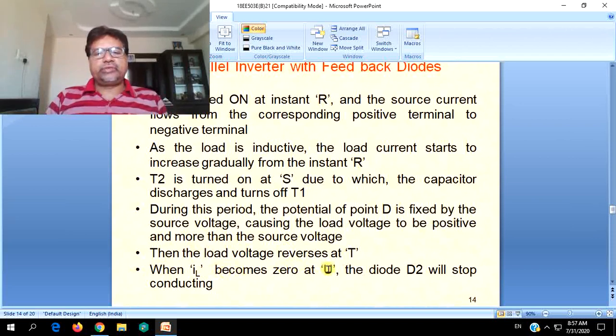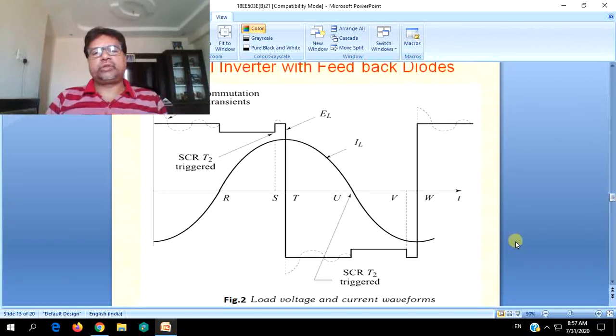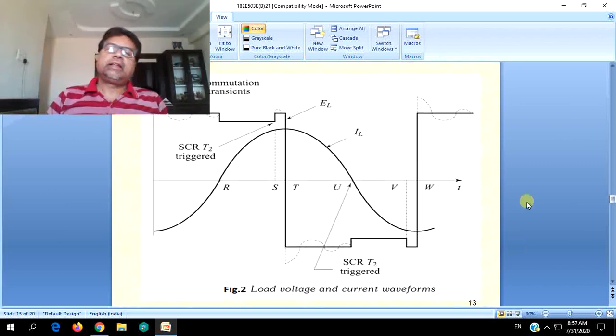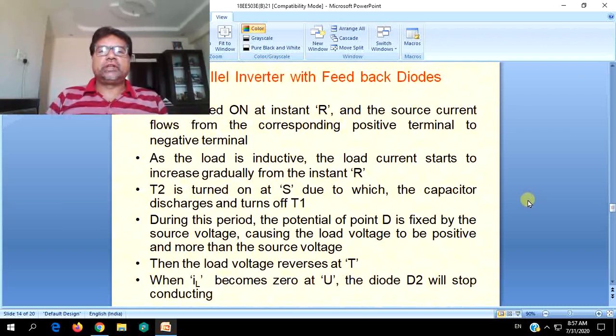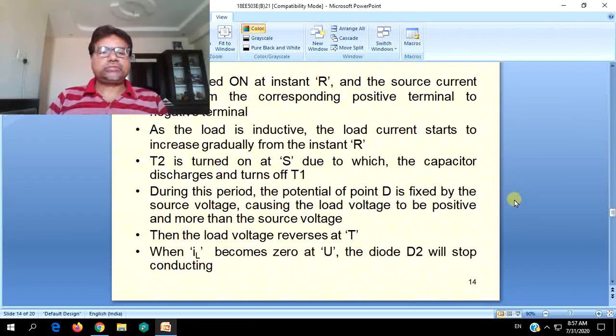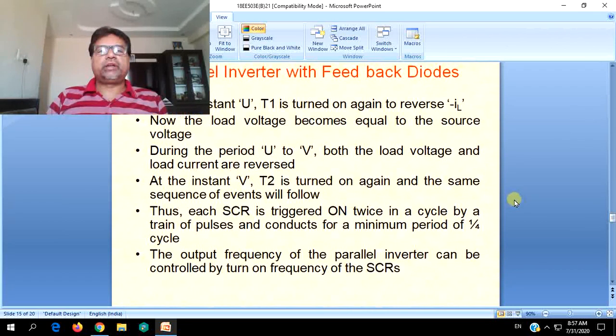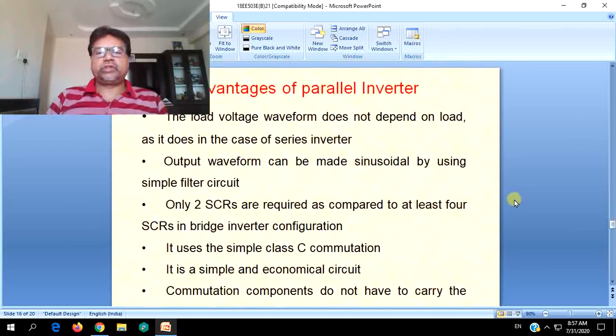When IL becomes 0 at U, the diode D2 will stop conducting. Until that moment, D2 will be conducting. That is the total discharge of current, and that is how it takes place. This is how the parallel inverter with feedback diodes will be working.